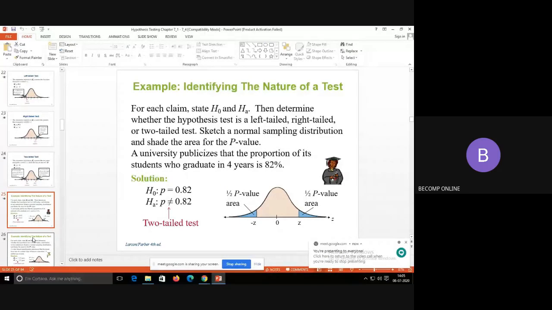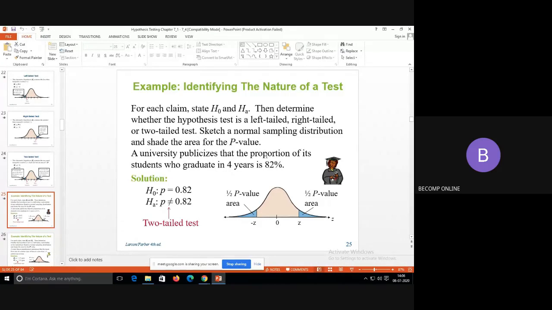Now, how to identify the nature of the test? There are some examples for this. How to identify the nature of the test, that is, whether it is a two-tailed test, a left-tailed test, or a right-tailed test. The first example is given. The university publishes that the proportion of its students who graduate in 4 years is 82%. This is a statement that they have given.